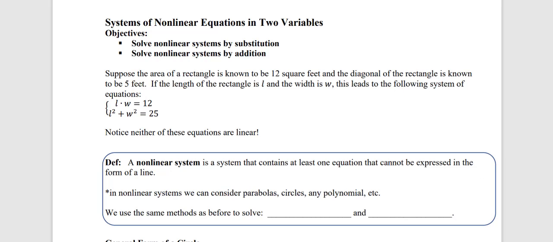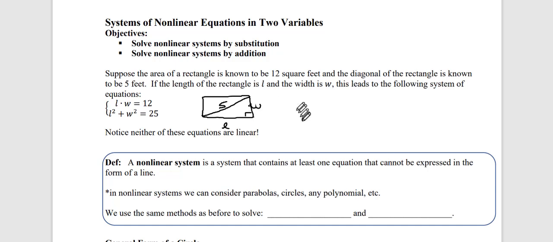Here's an example. Suppose the area of a rectangle is known to be 12 square feet and the diagonal of the rectangle is known to be 5 feet. If the length of the rectangle is L and the width is W, that will lead us to L times W is 12, right? That's area is 12. And the hypotenuse, if we have a rectangle, is known to be 5, and this is length and width, then L squared plus W squared will equal 5 squared by the Pythagorean theorem.